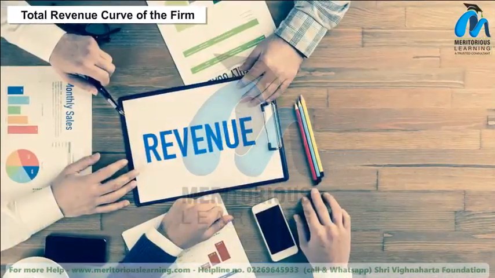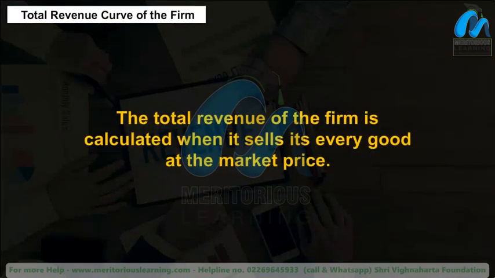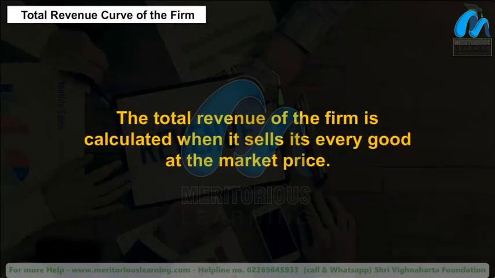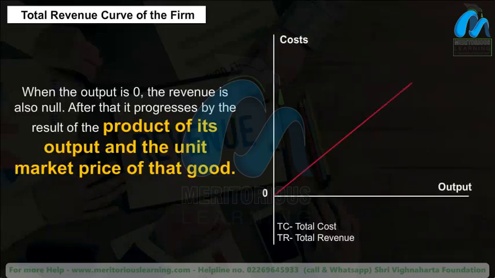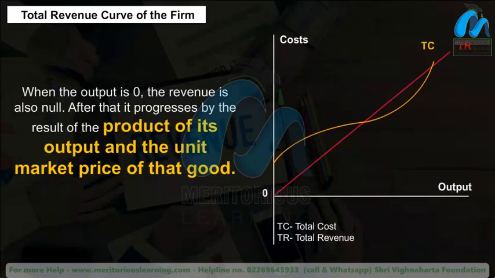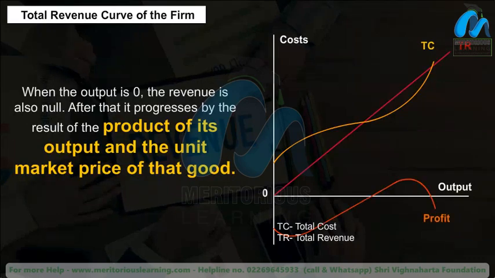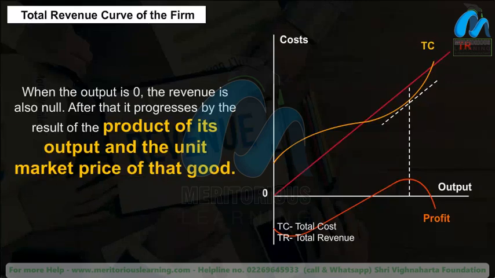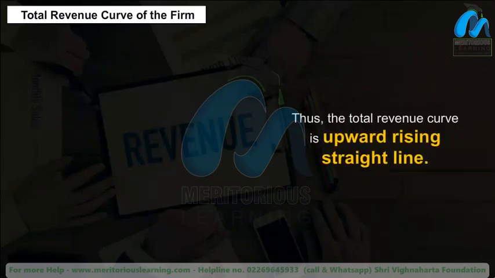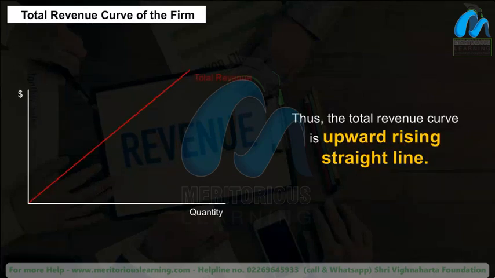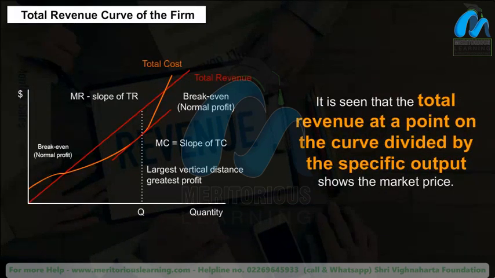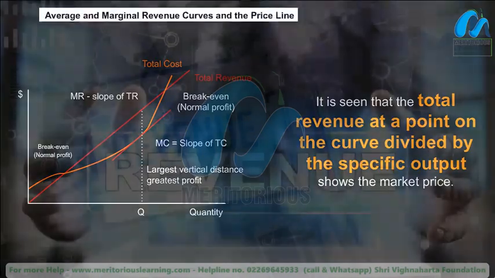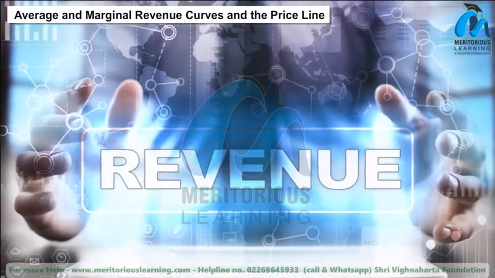Total revenue curve of the firm. The total revenue of the firm is calculated when it sells every good at the market price. When the output is zero, the revenue is also zero. After that, it progresses as the product of its output and the unit market price of that good. Thus, the total revenue curve is an upward rising straight line. It is seen that the total revenue at a point on the curve divided by the specific output shows the market price. Average and marginal revenue curves and the price line.